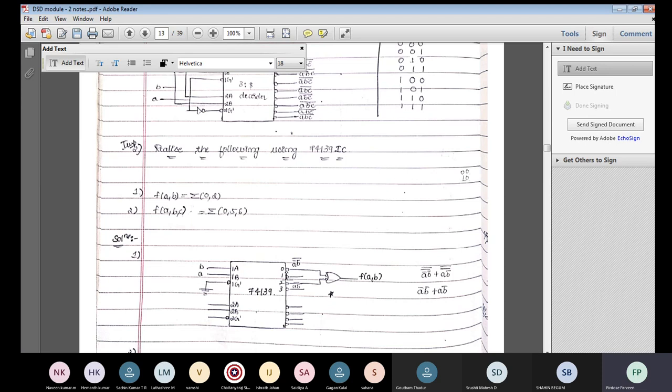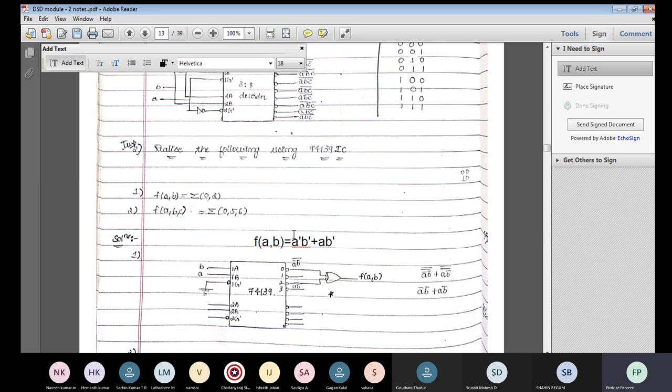Here what we get is A bar B bar, here it is A bar B, here it is A B bar, here it is A B. The information is 0 comma 2. This we have seen in the previous module: F of A comma B is summation 0 comma 2, that is A bar B bar plus 1, 0. 1 means A, 0 means B bar.